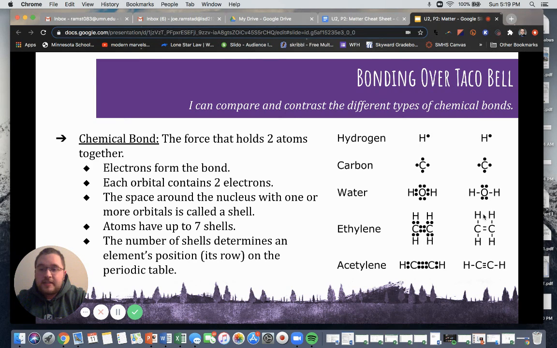So we are going to stop here for now, and we're going to come back and talk a little bit more about bonds. And those bonds are very important to understand as we move on later.